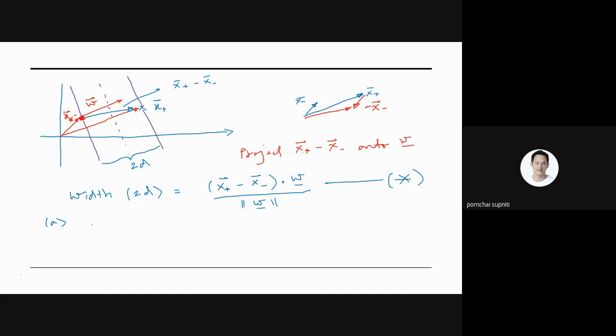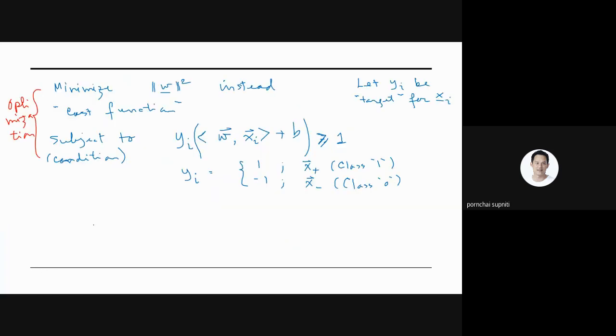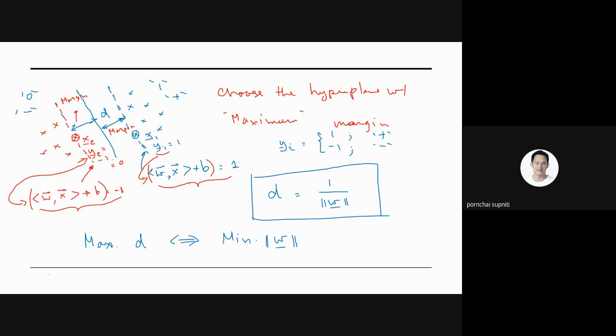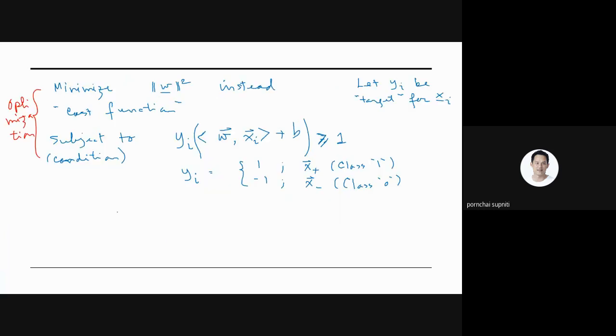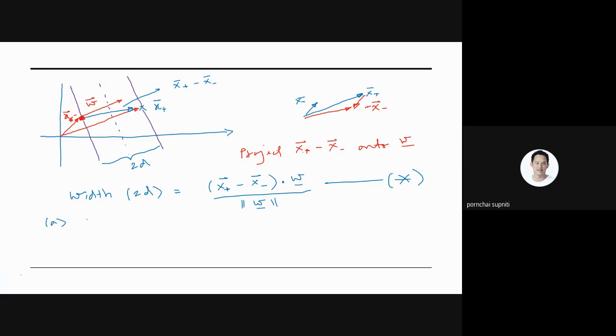So previously, we have this equation for these two lines. Let's call this A. Let's call this B. Okay. So for A, we have the inner product of Wx plus b, this is for the positive class, equals 1.